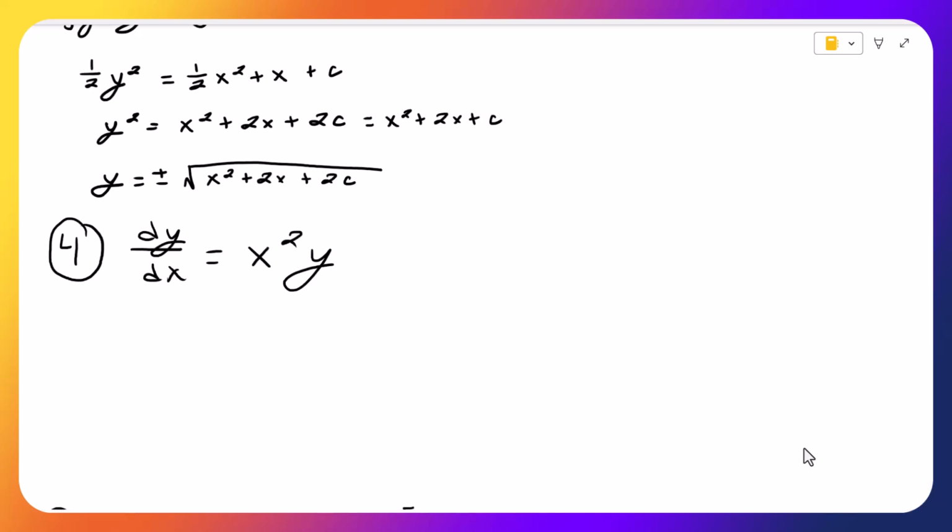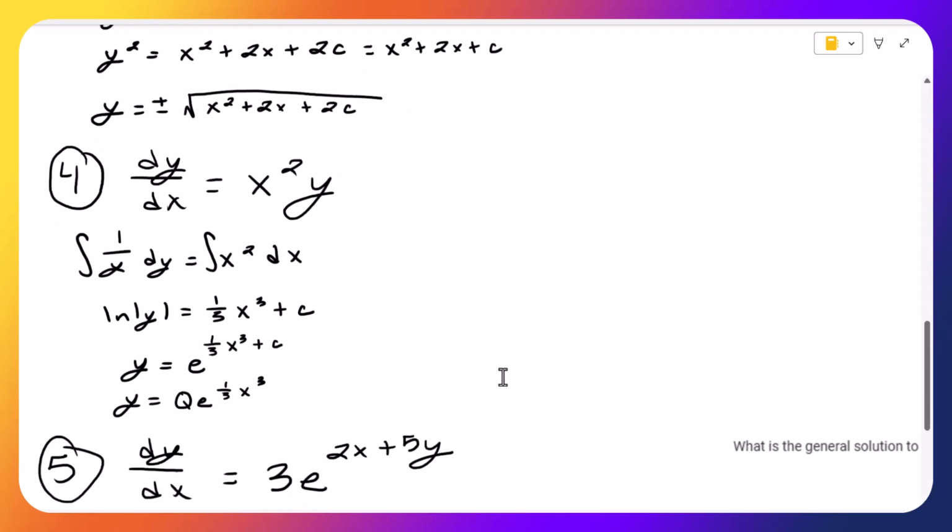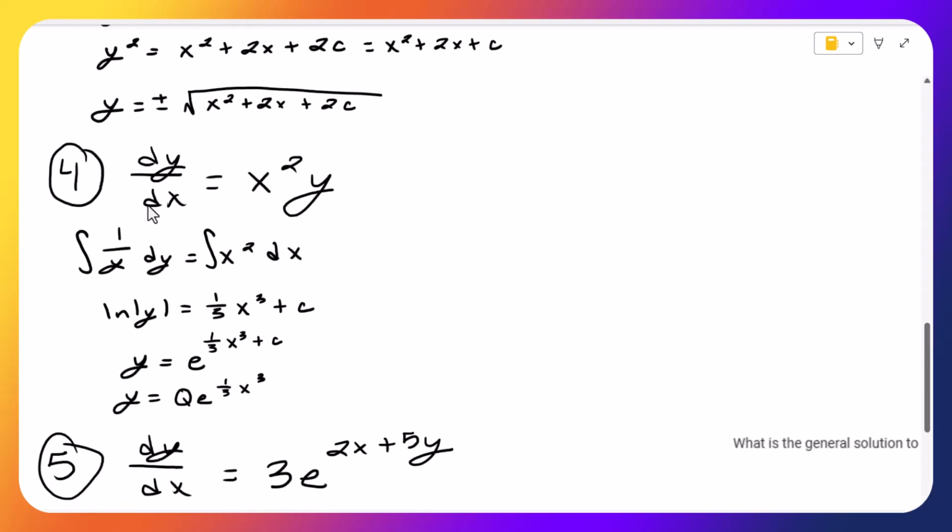Try number 4. Go ahead and pause the video, and when I come back, I'll have this one, we'll talk through it really quickly. Okay, coming back, again, same idea, multiply both sides by dx, and then divide both sides by y to separate the variables, and then take the integral of both sides, because anything we do to the left, we do to the right. The antiderivative of 1 over y is the natural log of the absolute value of y. The antiderivative of x squared is 1/3 x cubed plus c.